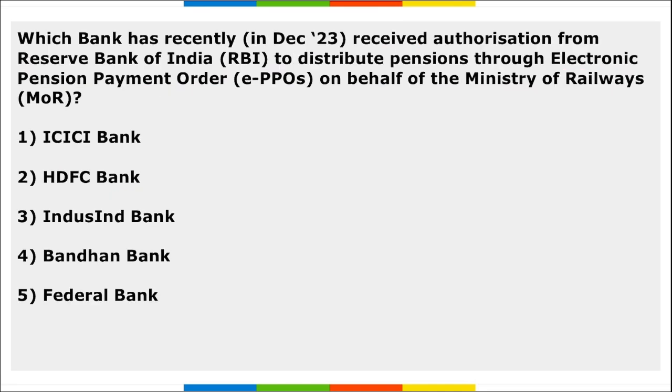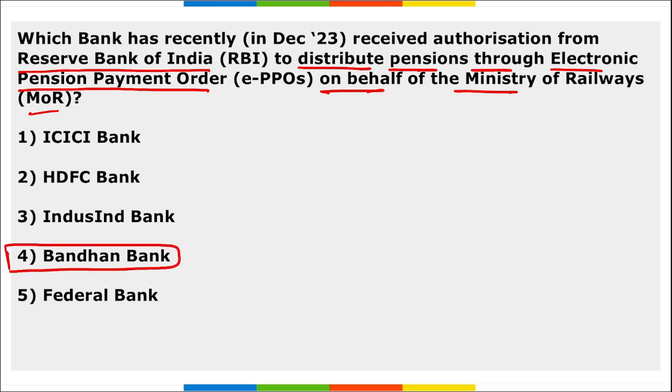Next, which bank has recently received authorization from the Reserve Bank of India to distribute pensions through the electronic pension payment order on behalf of the Ministry of Railways? So it is Bandhan Bank. They will be distributing pensions through the electronic pension payment order on behalf of the Ministry of Railways. The bank will be able to provide pension services to around 50,000 retirees each year across 17 zonal offices and 8 production units of the Indian Railways.